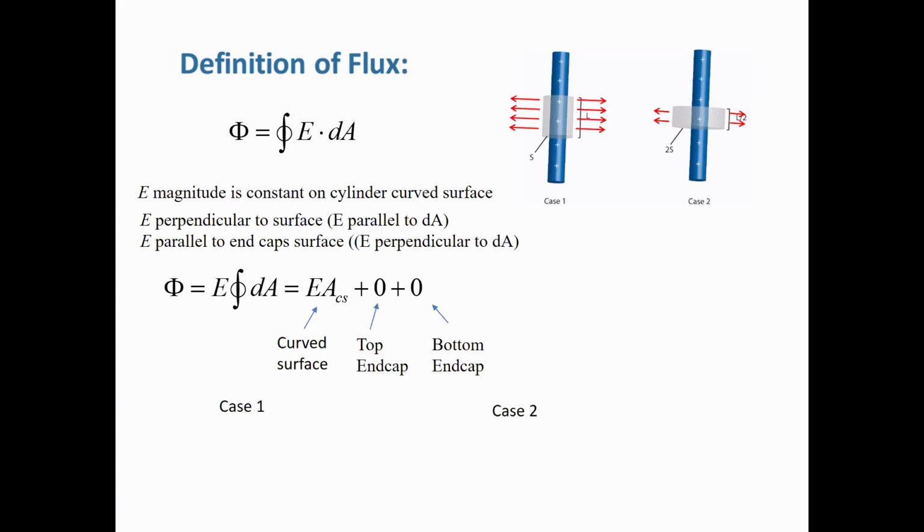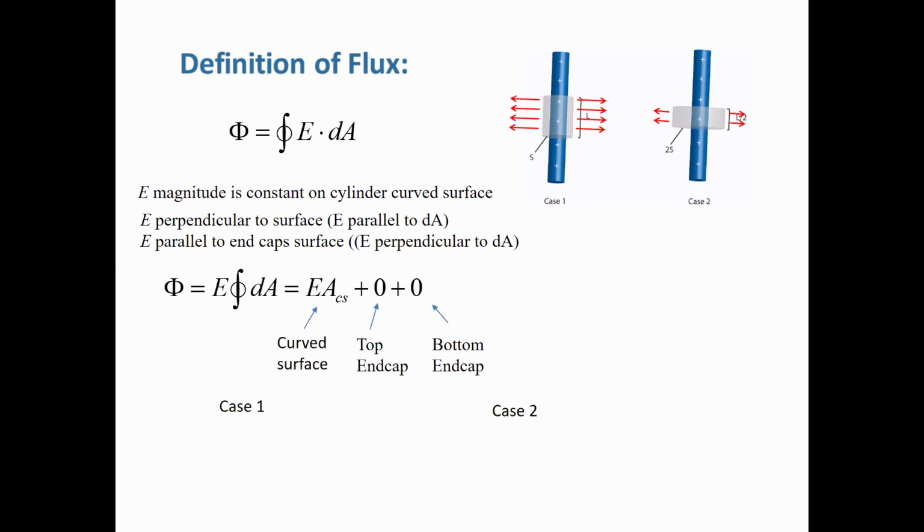Imagine they kind of cut into the line charge. But the electric field is perpendicular to dA on the end caps. Or rather, the field is parallel to the surface, but the dA vector is perpendicular. So the top end cap and the bottom end cap do not contribute to the flux. The only part that contributes is the curved surface on the cylinder.